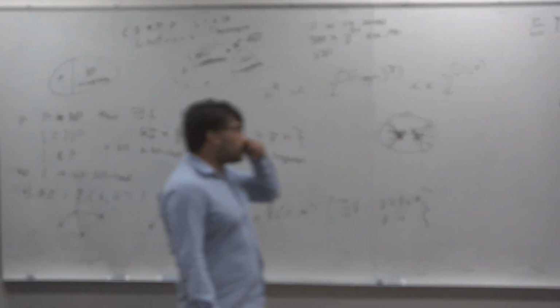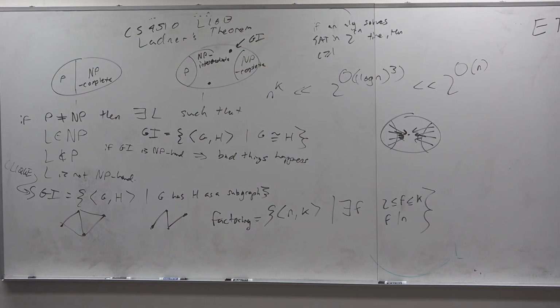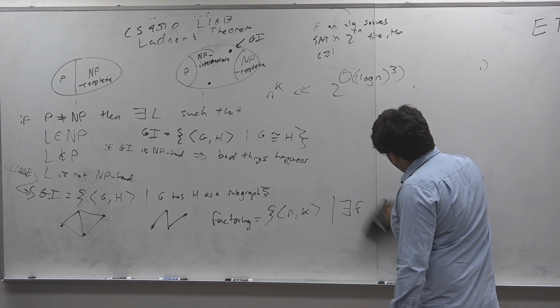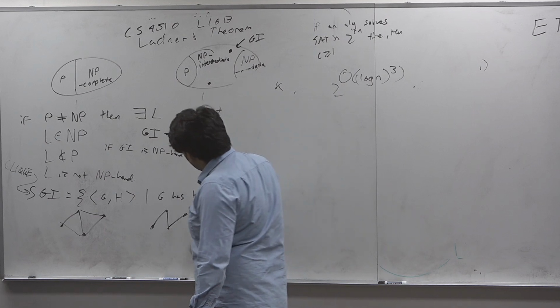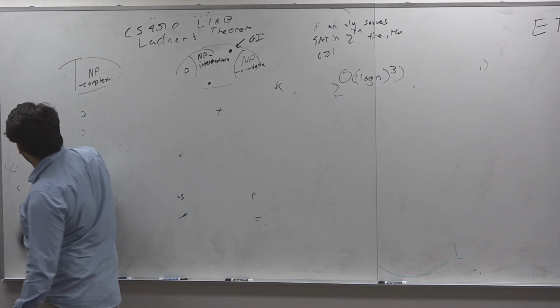Okay. And we have one last thing to show. We need to show that L is not NP-hard, right? So, what do we know? Let's assume it is NP-hard, and let's try to find a problem.